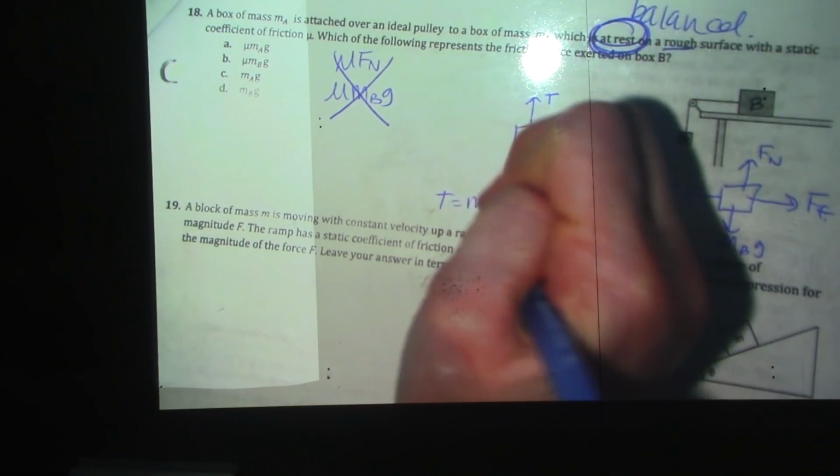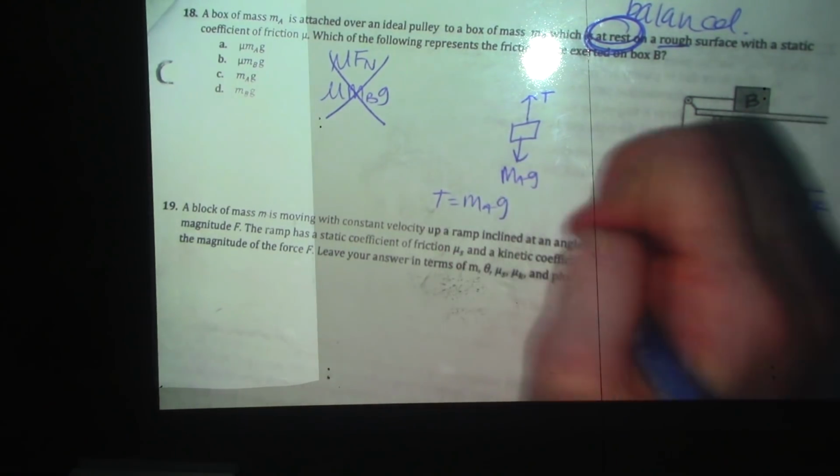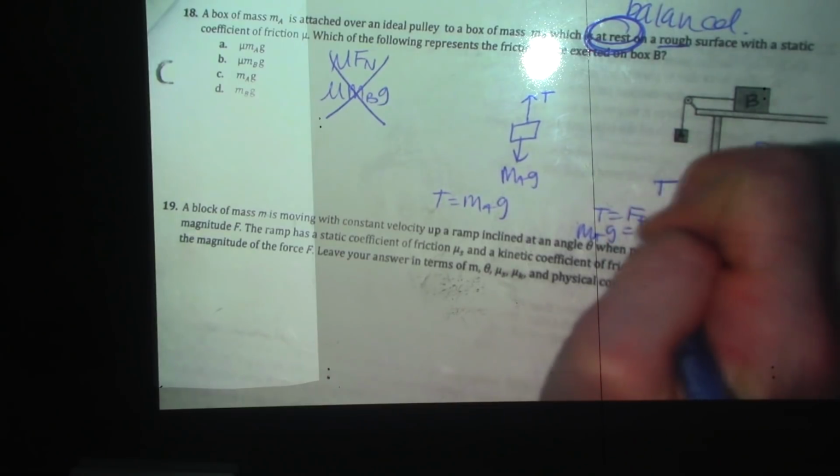I know that these are balanced, and I know that these are balanced. That tells me T equals MAG. And if this one, T equals force of friction, then that means MAG must equal the force of friction. So your answer was MAG, because they have to be balanced. This weight force has to equal this friction because it's not moving.